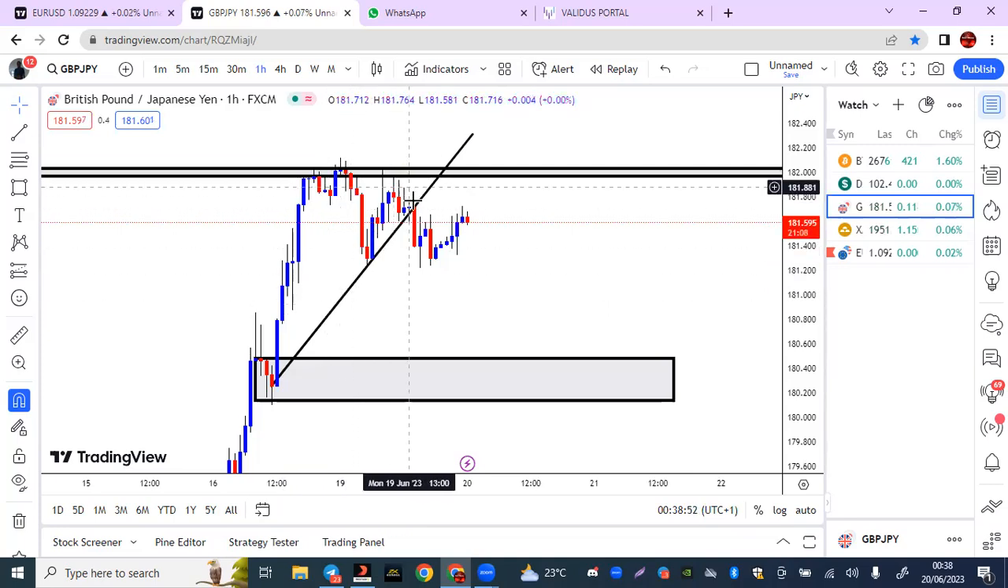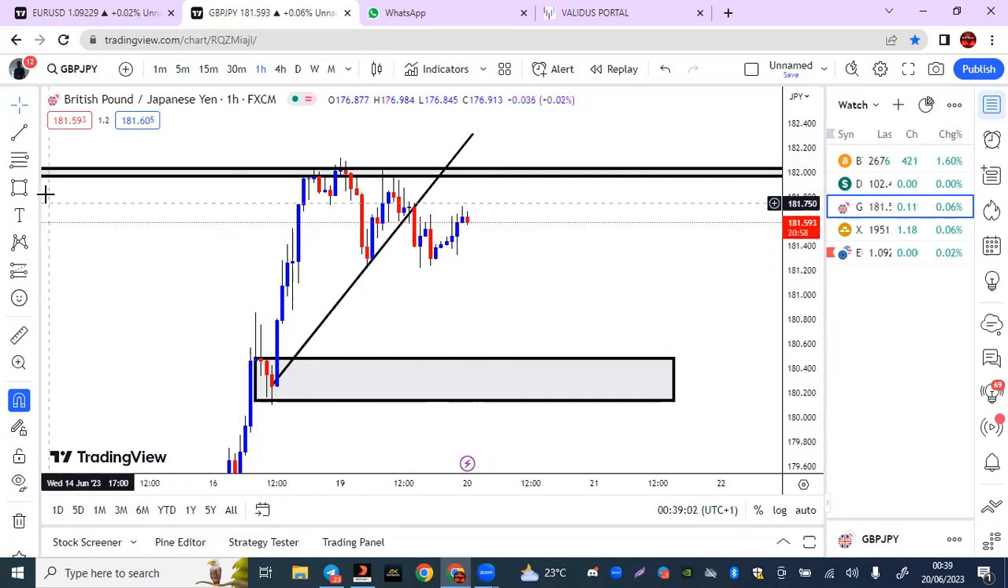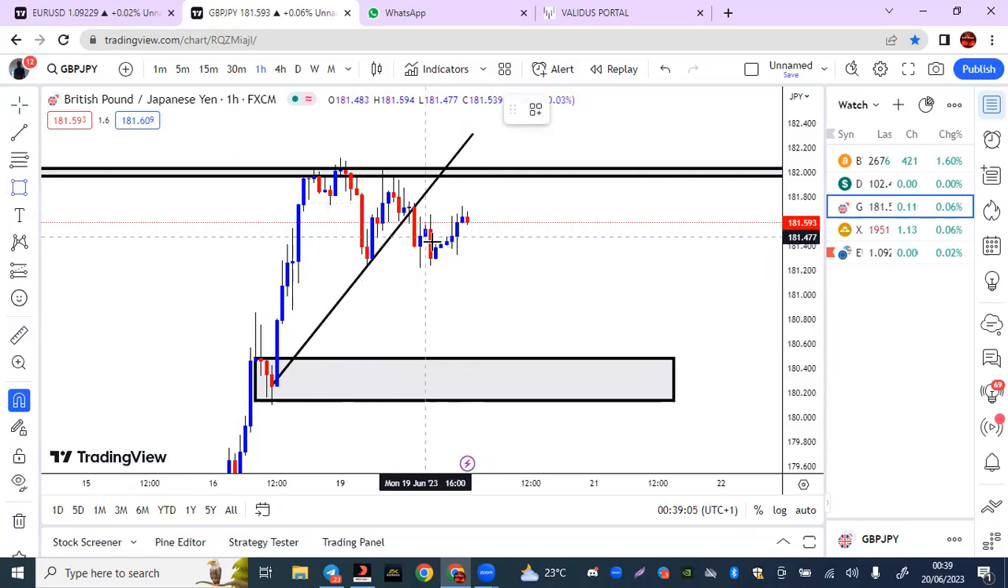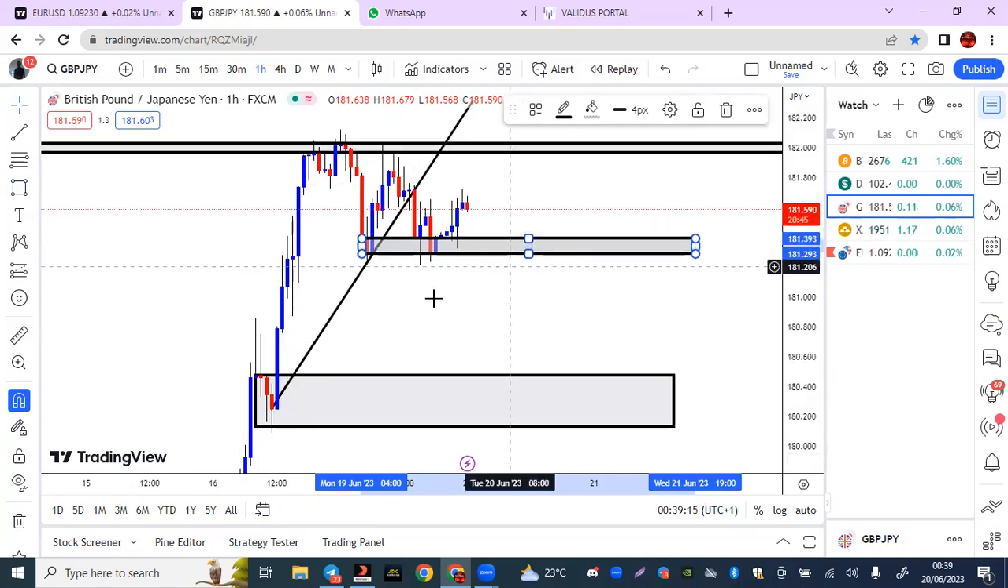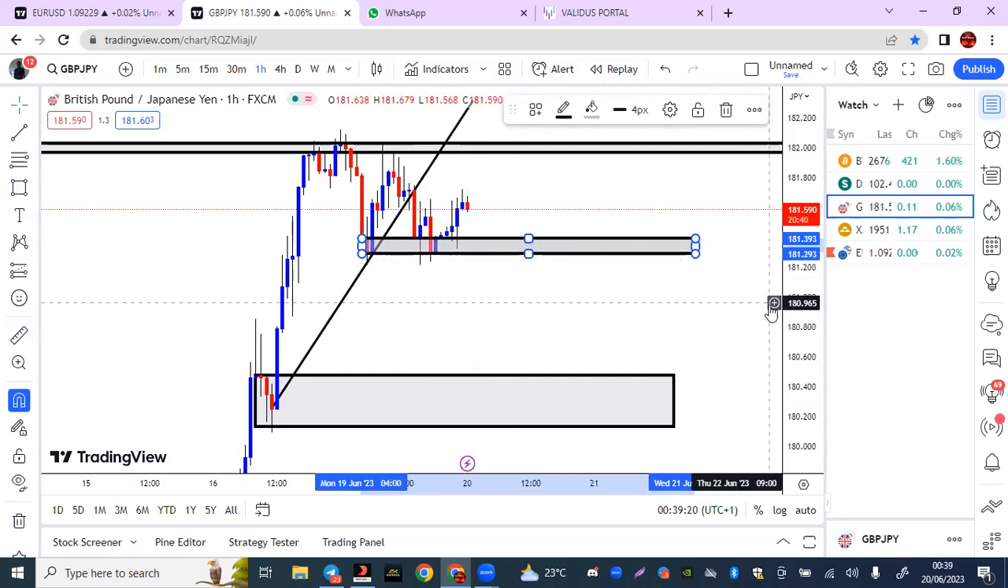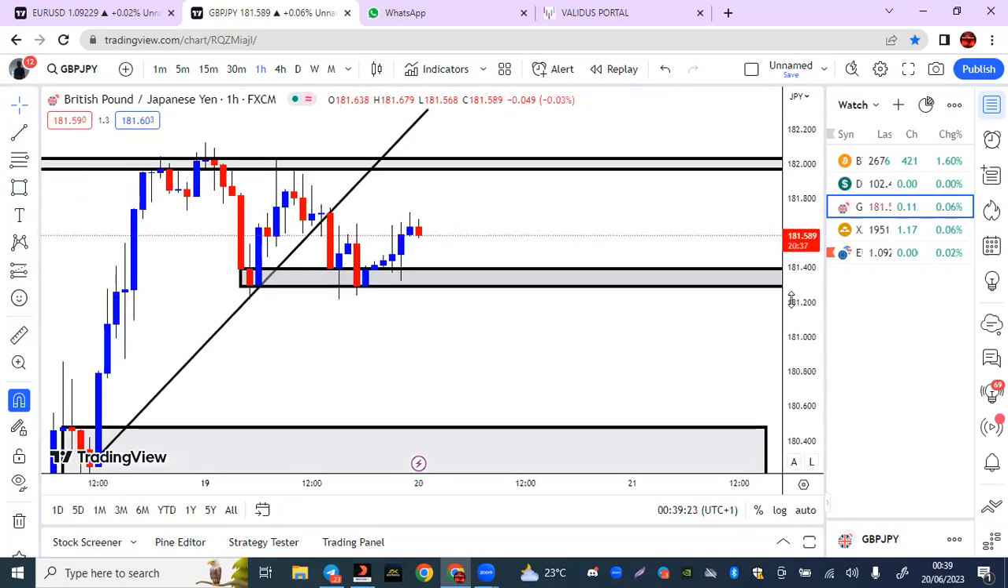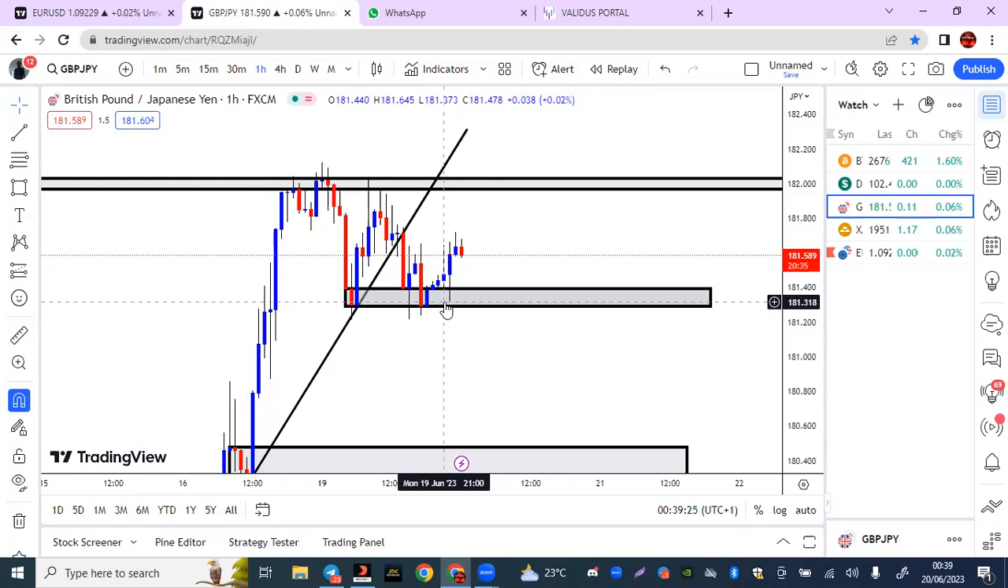We have a break of trend line, but notice we do not have a break of this particular zone here. For us to have a break, this wick does not count. It has to be a full body close. A full candle has to close below it. That's this particular candle. It has to close below with the body, not the wick. So it has not yet closed below. You get it? So now the first requirement has been met.